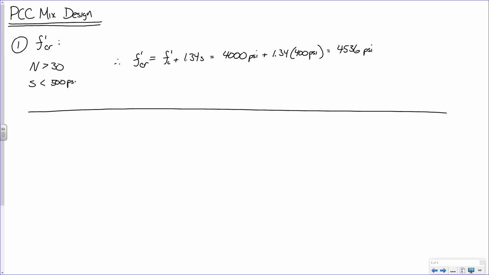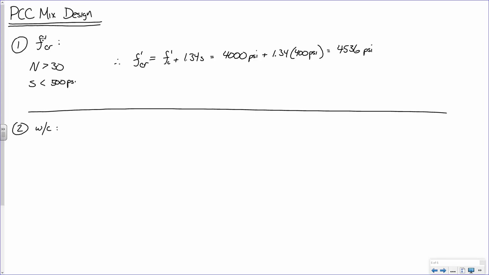Step two, our next step, is to determine our water-cement ratio. This is the ratio of how much water we throw into the mix versus how much cement we throw into the mix. In order to do that, we need our required compressive strength. The water-cement ratio, if you recall, is one of the most critical parameters that affects the strength of a given batch of concrete.